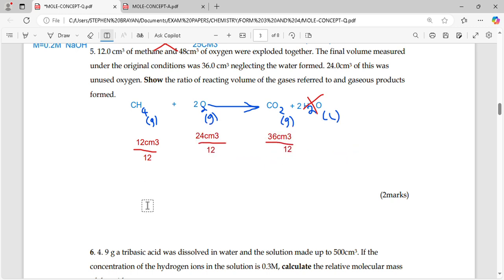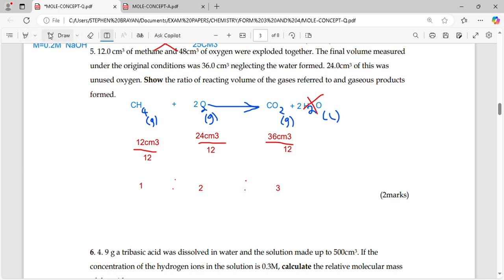So if you divide that, you're going to get your ratio here is going to be 1. If you divide this, this is 2, and this is 3. So your ratio is going to be 1 to 2 to 3. That is the ratio of methane to oxygen and to carbon (IV) oxide. So I hope you have understood that concept, learners.